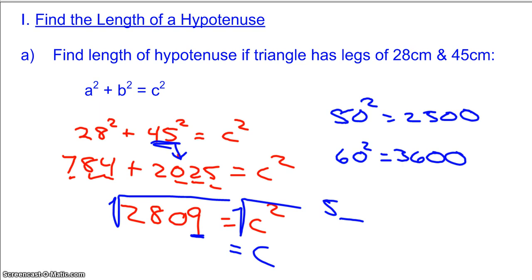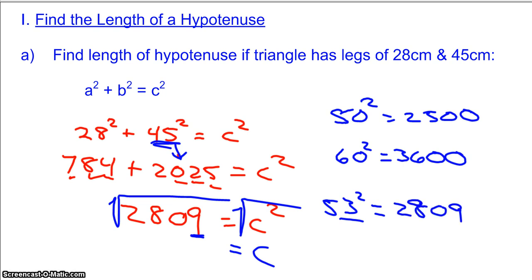What if I tried 51, would 1 times 1 end in a 9? 52, 2 times 2 would end in a 4. 53, 3 times 3 does end in a 9. What is 53 squared? Try it. Have you done it? Yes. And it is 2,809. It is the number that we are looking for.